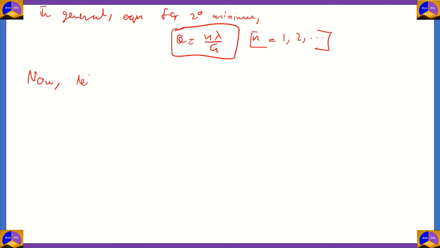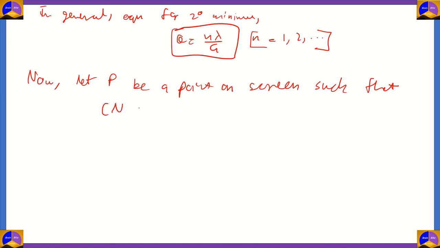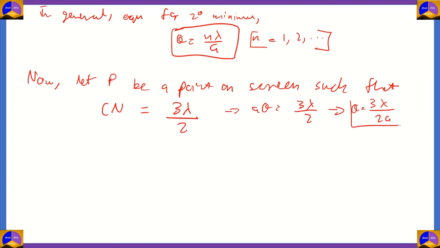Now let P be a point on the screen such that Cn, that's the path difference, is equal to 3 lambda by 2. So that means a theta is equal to 3 lambda by 2, which also means that theta is equal to 3 lambda by 2a. Now this point gives you the first secondary maximum.